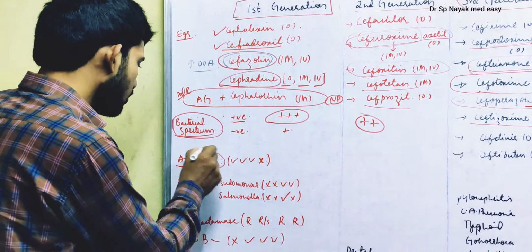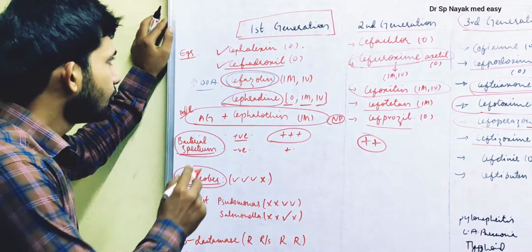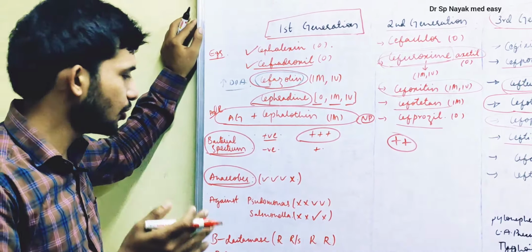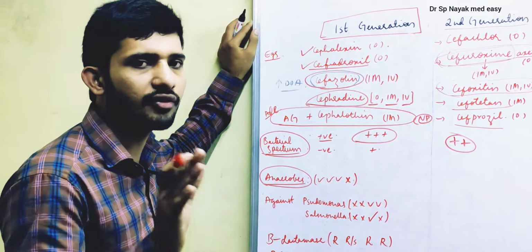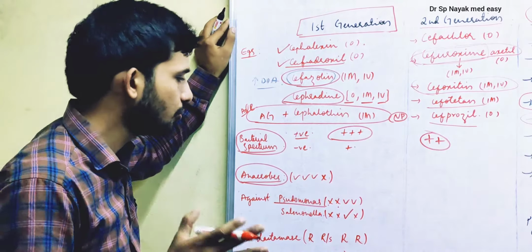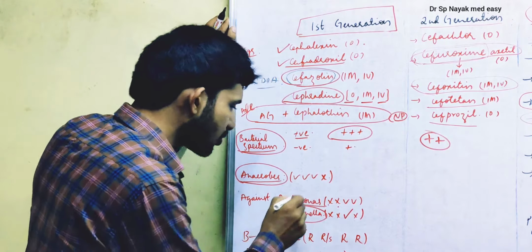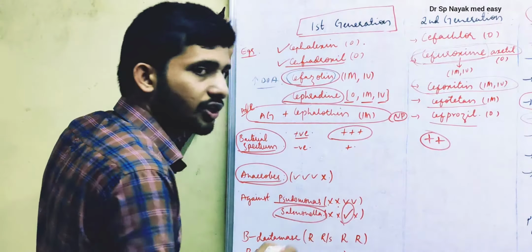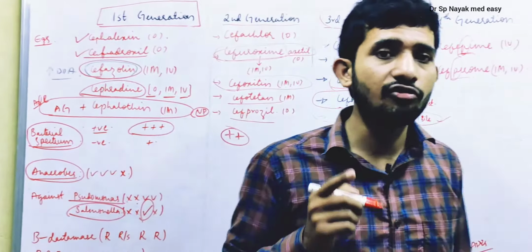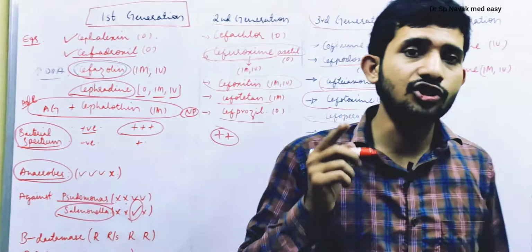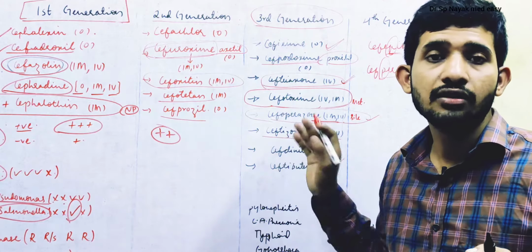And while talking about the aerobic bacteria, first generation, second generation, third generation are very effective on aerobic bacteria, whereas fourth generation is not effective on aerobic bacteria. And while talking about Pseudomonas infections, first generation and second generation are not effective on Pseudomonas infections, whereas third and fourth generation are very effective on Pseudomonas infections. And while talking about Salmonella infection, third generation is the drug of choice. Remember, Salmonella typhi is the bacteria which causes typhoid disease. So in typhoid disease, you should not use any other cephalosporins, only third generation cephalosporin.